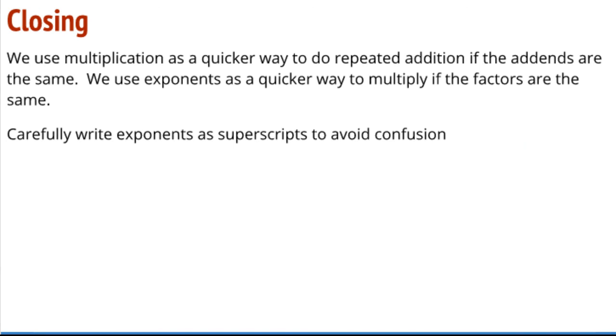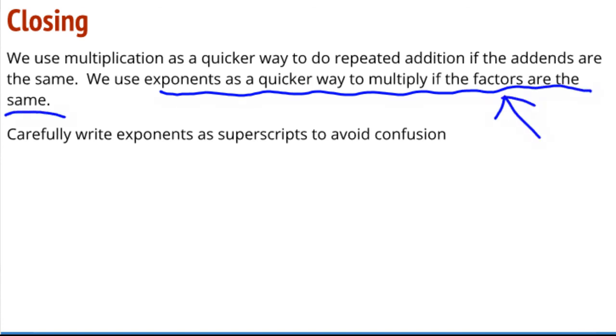All right, so we use multiplication as a quicker way to do repeated addition if the add-ins are the same. We can use exponents as a quicker way to multiply if the factors are the same. That's kind of an important qualification there. If we're multiplying a whole bunch of numbers together over and over again, we use exponents.